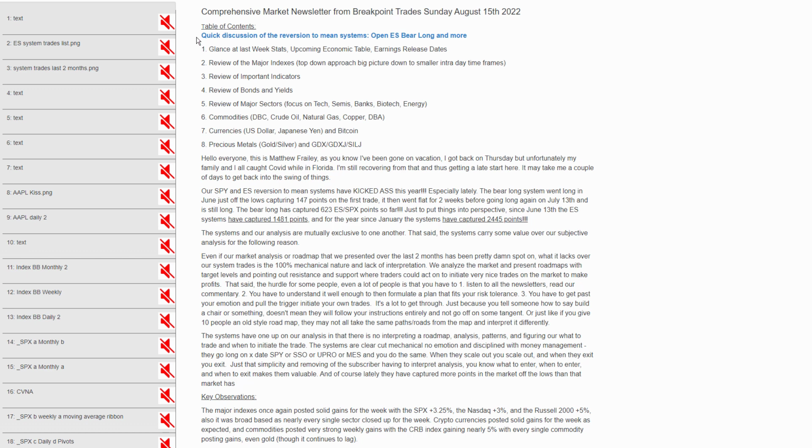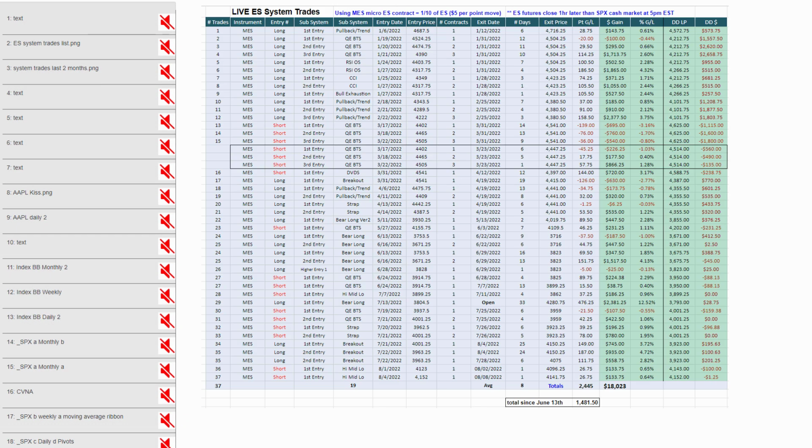All right, so let's move on. We're going to talk about these systems here real quick. So this first image below, item number 2, I'm just showing the system trades that have occurred on the ES this year. Remember, we run the same systems on the SPY ETF. They don't do the same trades, even though they're highly correlated instruments. SPY and ES, they're 99% correlated, obviously, but they still do different trades because prices are different, etc.